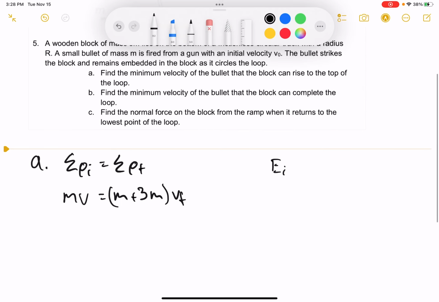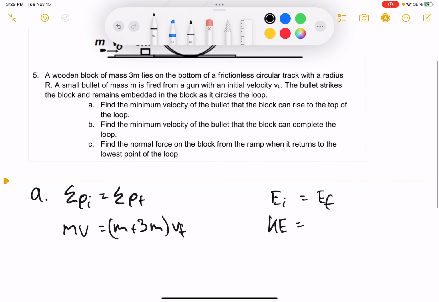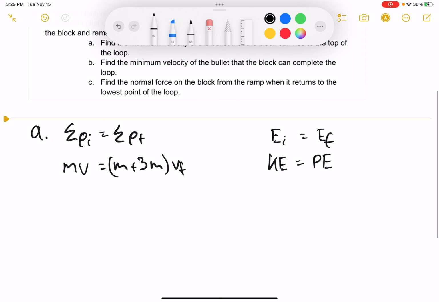So I'll have EI equals EF. My initial energy is just that initial kinetic energy, right after the collision. And then at the end, I know I have potential energy. The question is, do I have any other type of energy? Well, I want to know the minimum velocity. If it's going faster, then it still has some leftover energy. But if it's the minimum amount, then it will just barely get there and then stop. So in other words, it will have no kinetic energy left. So I'll just have KE equals PE.